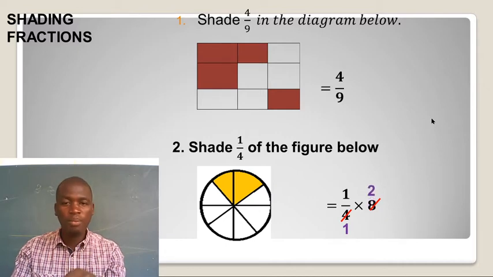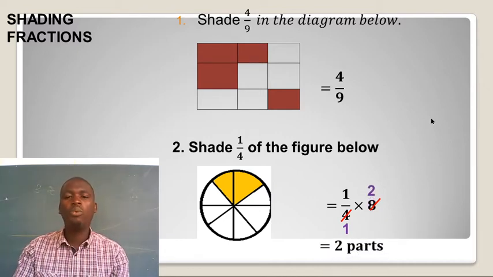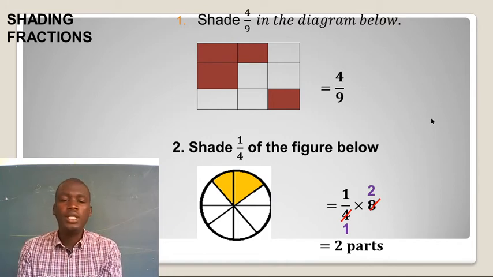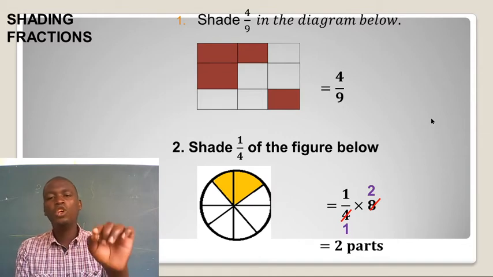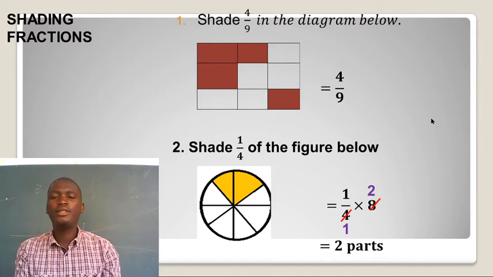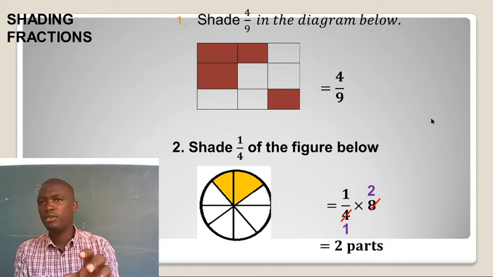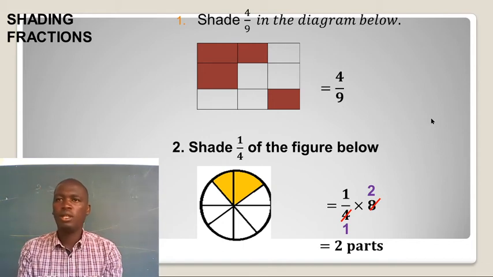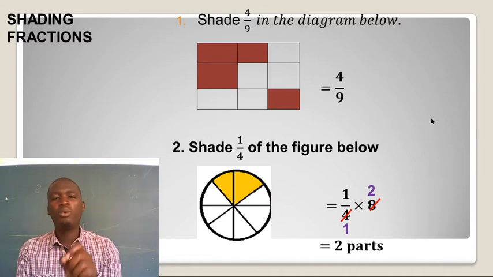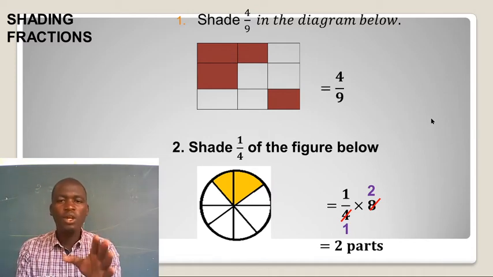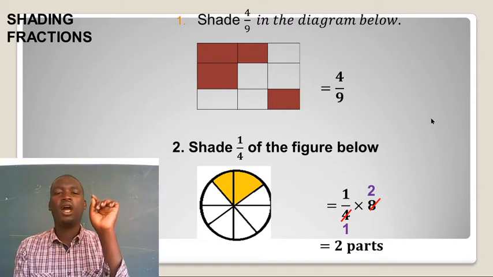Which means how many parts are you supposed to shade? 2 parts. How many parts are you supposed to shade? 2 parts out of the 8. So it is showing you that 2 parts out of 8 is the same as a quarter. Therefore, we shall have our 2 parts shaded in the figure. So how many parts have we shaded there? 2 parts. That one represents a quarter.